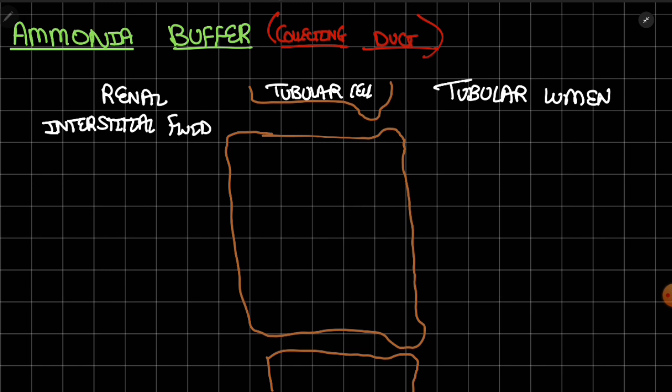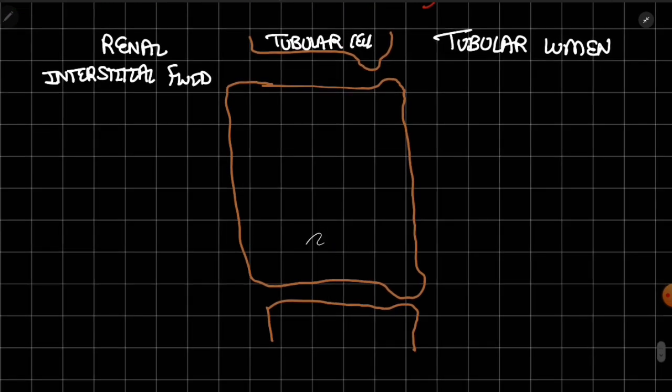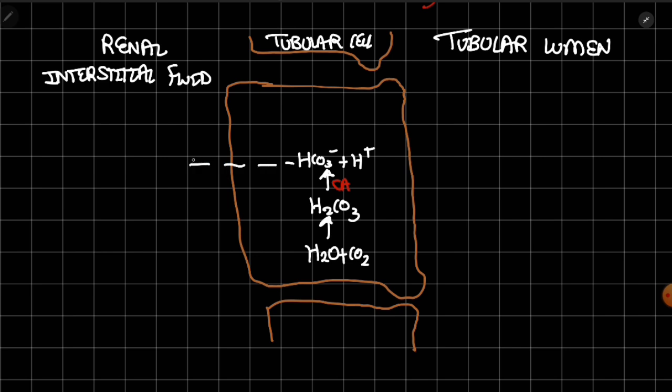Now repeat the same story. H2O plus CO2 will give you H2CO3. This H2CO3 will further give H plus and HCO3 minus in the presence of carbonic anhydrase. As usual, this HCO3 minus is passively reabsorbed.